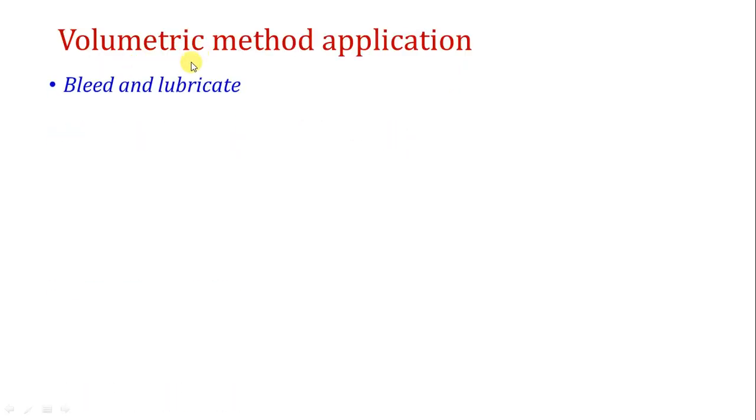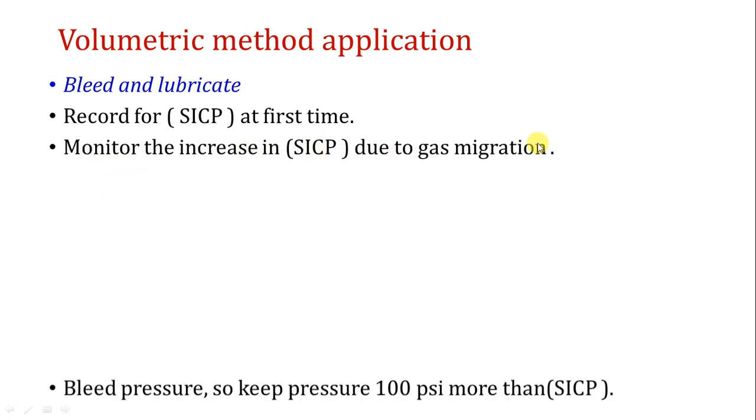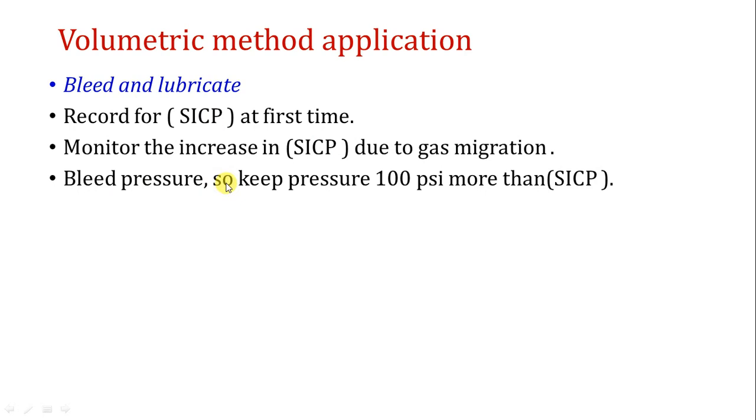So the volumetric method application, as I told, is bleed and lubricate. We record at first the shut-in casing pressure, and monitor the increase in shut-in casing pressure due to gas migration. Then bleed the pressure, so keep the pressure 100 psi more than the shut-in casing pressure, which means 100 psi more than the bottom hole pressure. Then we add mud gradually from the kill line after getting rid of the influx.